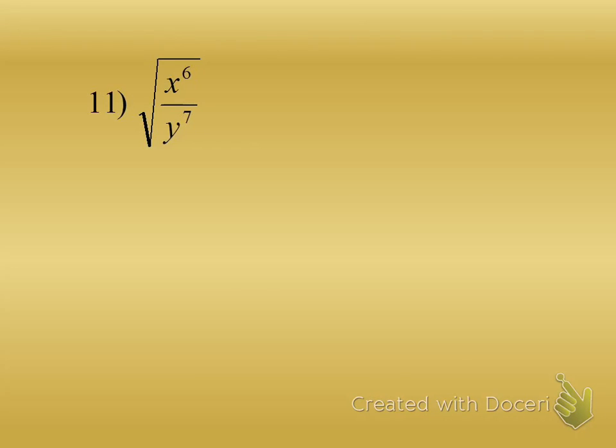Okay. Number 11 here has the square root, big square root of x to the 6 over y to the 7. Okay, first step to this is that, and this isn't really stated anywhere as far as rules, but you can do it this way, so just watch me do this part. Take it, and instead of writing it as one big square root, write it as two little ones.